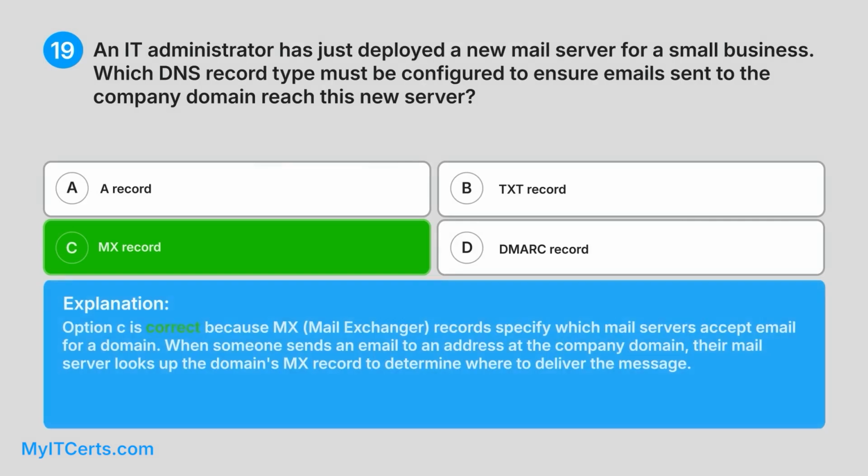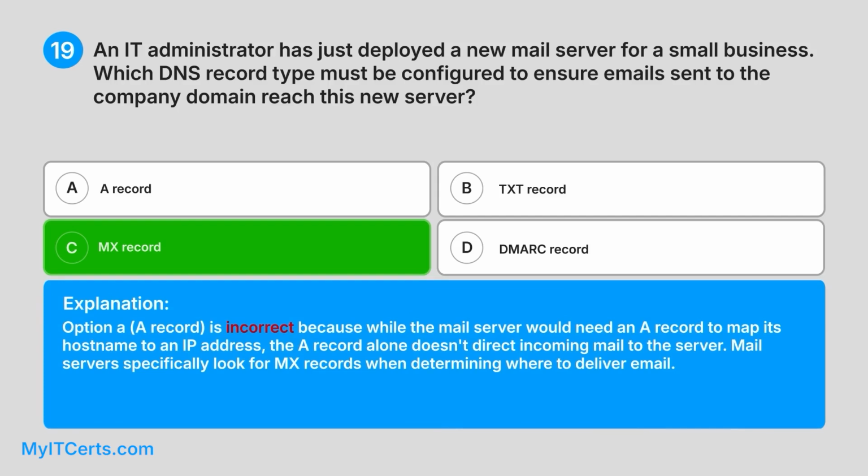Correct answer: C. MX record. Explanation: Option C is correct because MX, mail exchanger records, specify which mail servers accept email for a domain. When someone sends an email to an address at the company domain, their mail server looks up the domain's MX record to determine where to deliver the message.